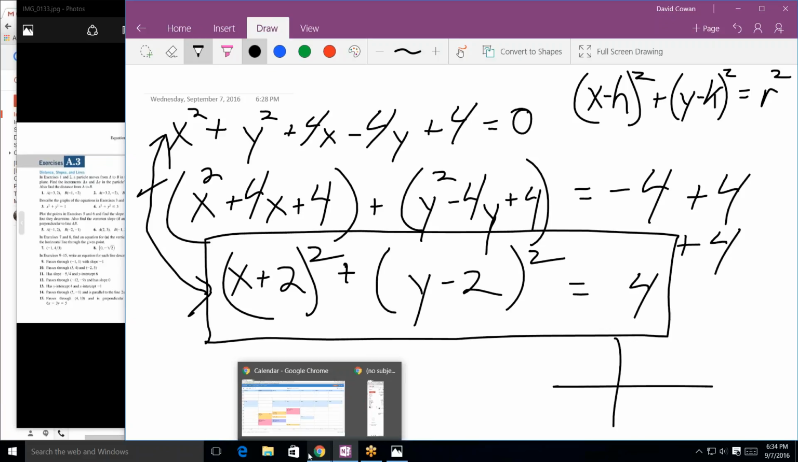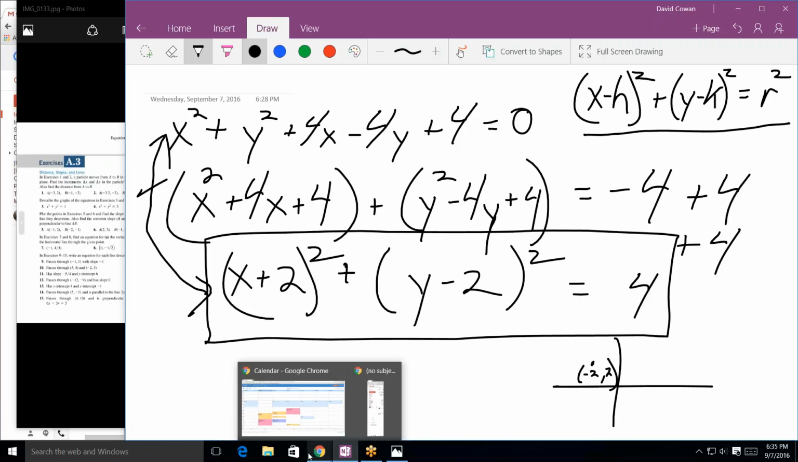Where's my center? The center will be at 2 and negative 2. Reverse it. Reverse, negative 2 and 2. Remember the standard: the standard is x minus h and y minus k. So the center, h has to be a negative 2, right? Yes. And k has to be positive 2. So there's the center of my circle right there at negative 2, positive 2.